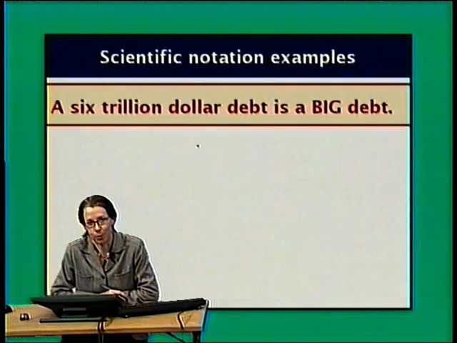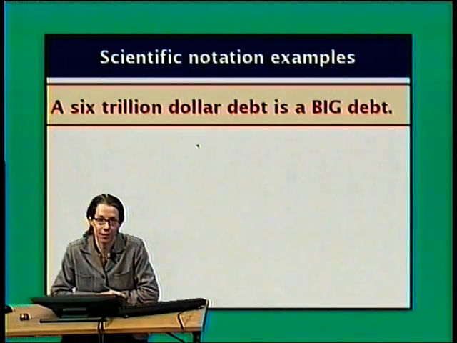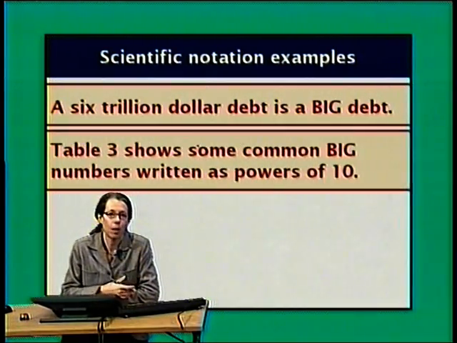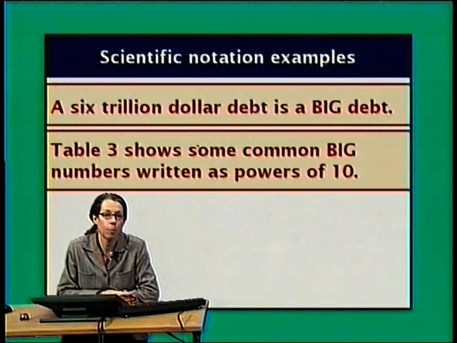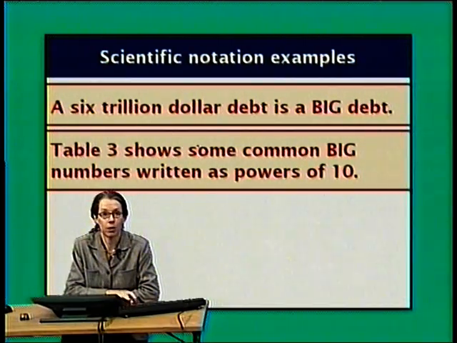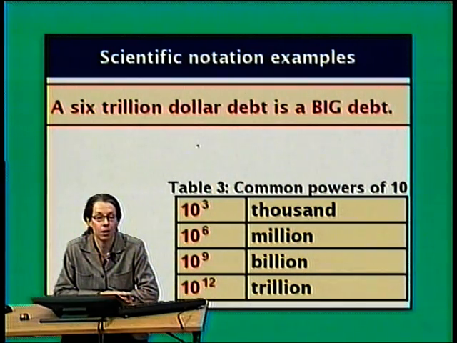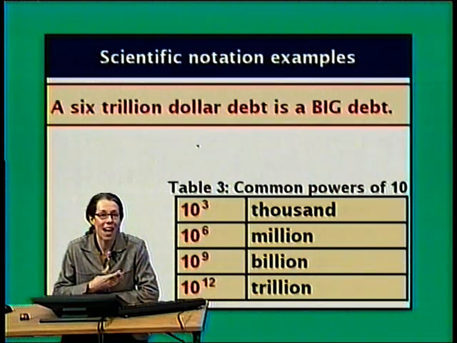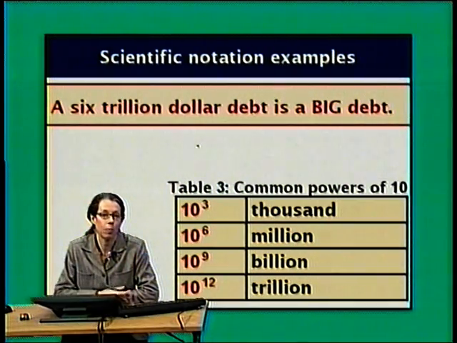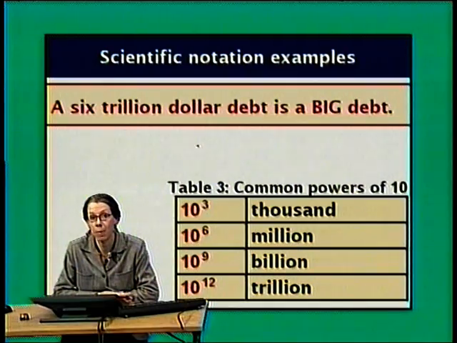So here's a big number. A $6 trillion debt is a big debt. Now, we have some expressions for some big numbers that we can write as powers of 10. For example, 10 cubed, that's 1,000. 10 to the 6th, that's 1,000,000. 10 to the 9th is 1 billion, and 10 to the 12th is 1 trillion. So when I see something multiplied by 10 to the 6, for example, I'm thinking in terms of millions.